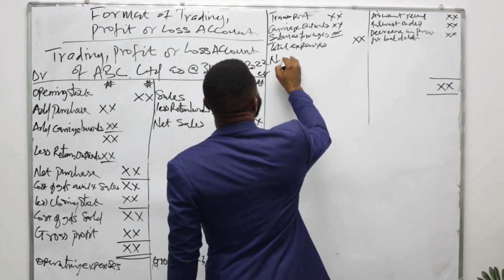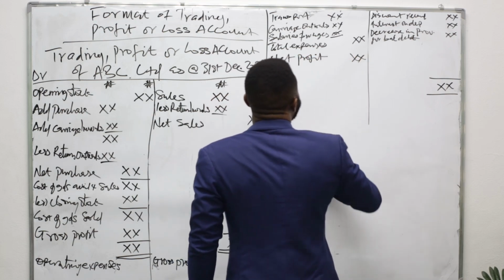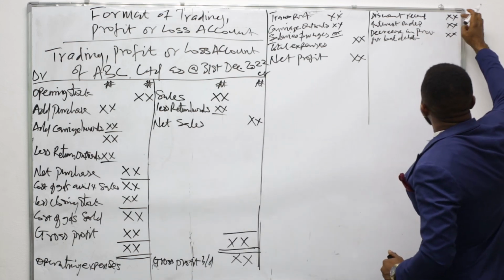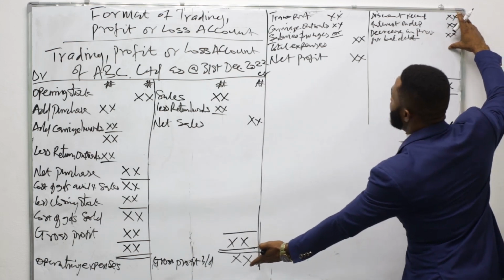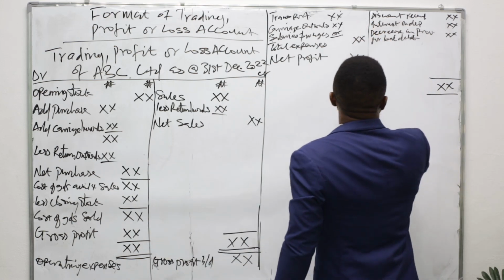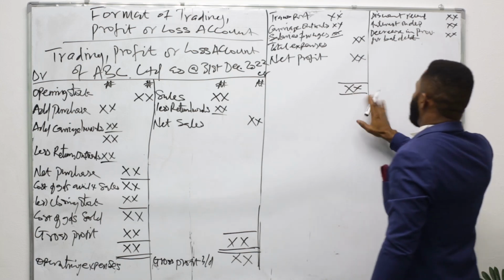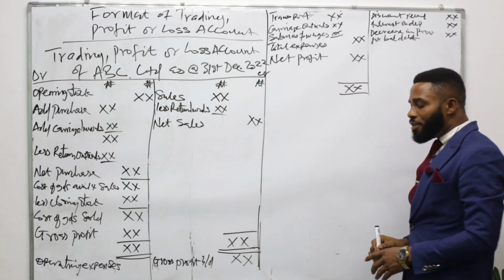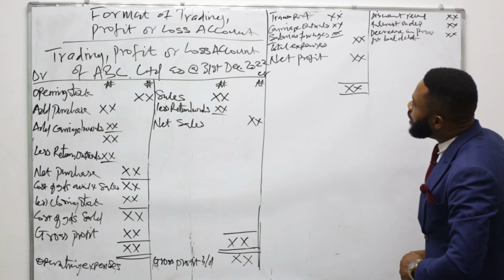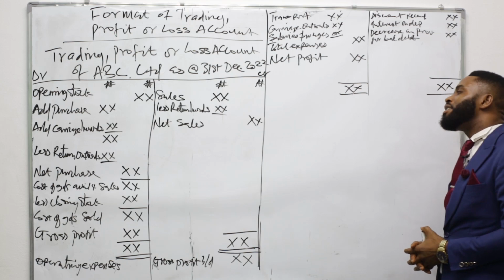So your net profit, which will come here, will now be the difference between what you have here and then what you have that way. And the difference between them will now give you your net profit. So that's a brief sketch of how a trading profit or loss account should look like. This is just a sketch.